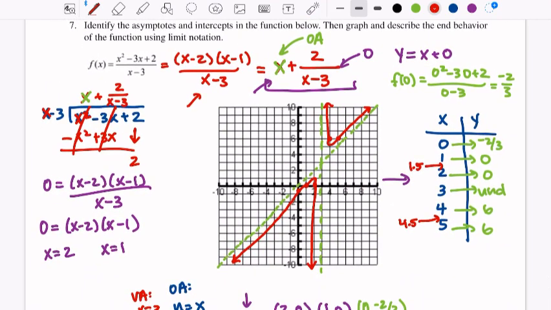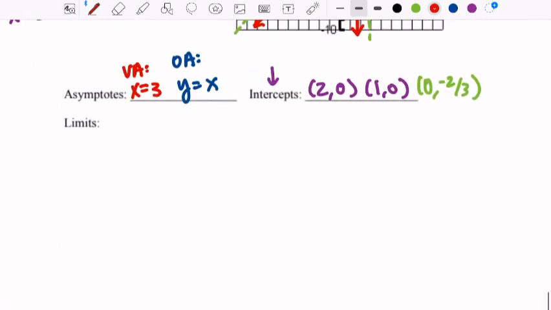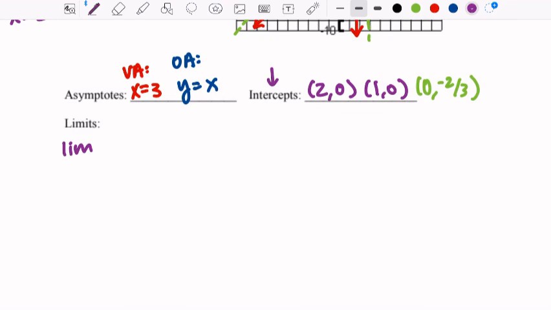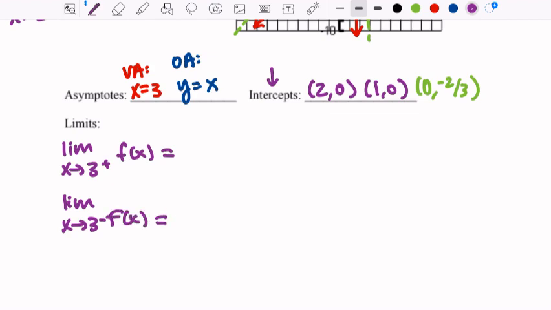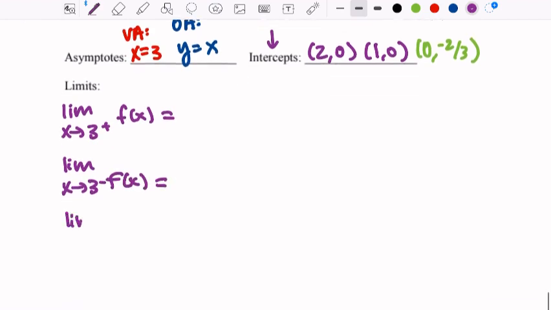Now, let's go ahead and write some limit notation. So we have the limit as x approaches, let's do our vertical asymptote, x approaches 3 from the right. We'll have the limit as x approaches 3 from the left. And then the limit as x approaches 3. That's our vertical asymptote, and then let's do end behavior.